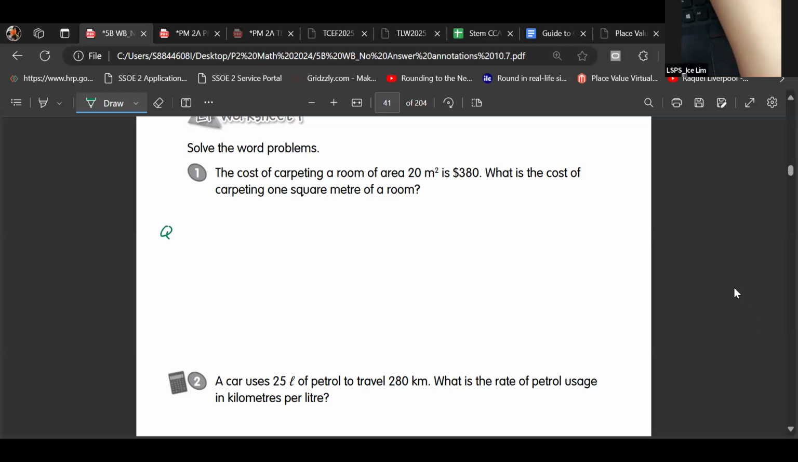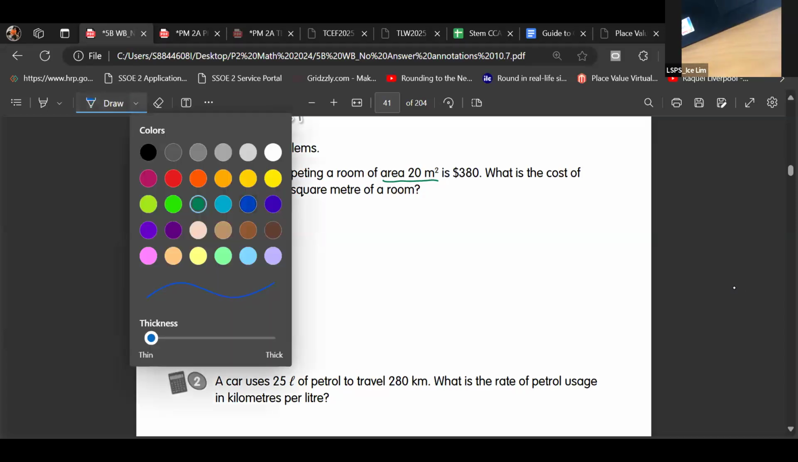This is a red question. I will have the two quantities here. The first quantity, what is it? Yes, Darren. Square meters. That is area. So the first quantity is area, that is in square meters. This is area. The unit is square meter.